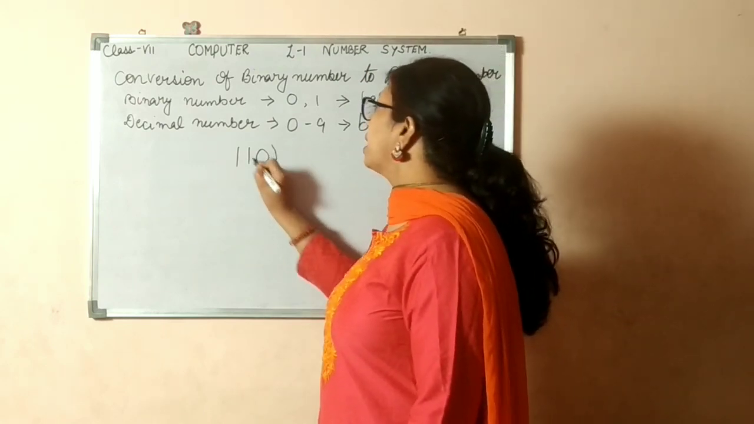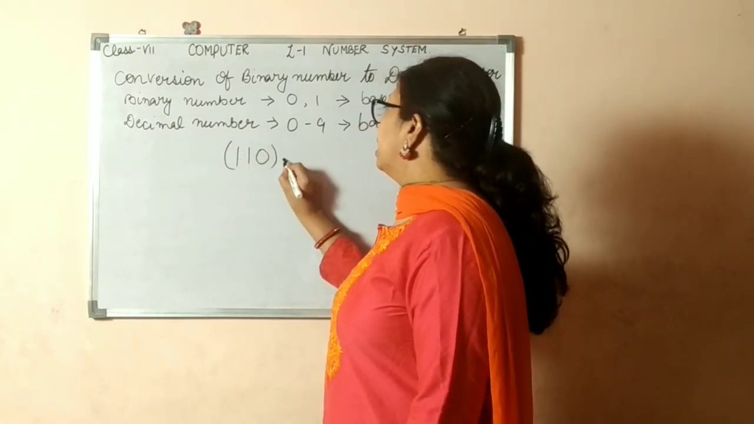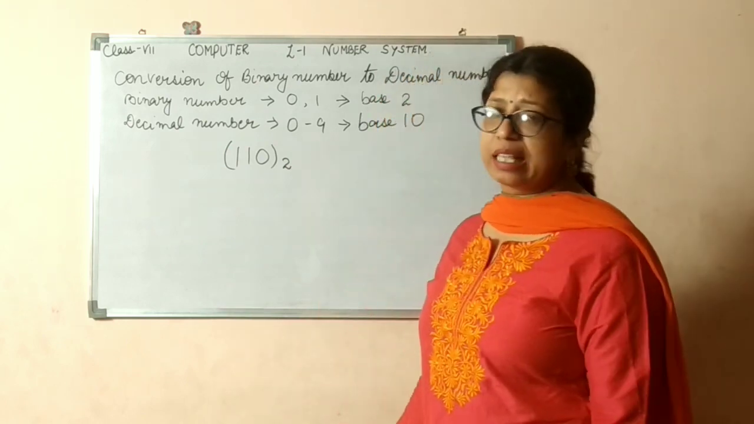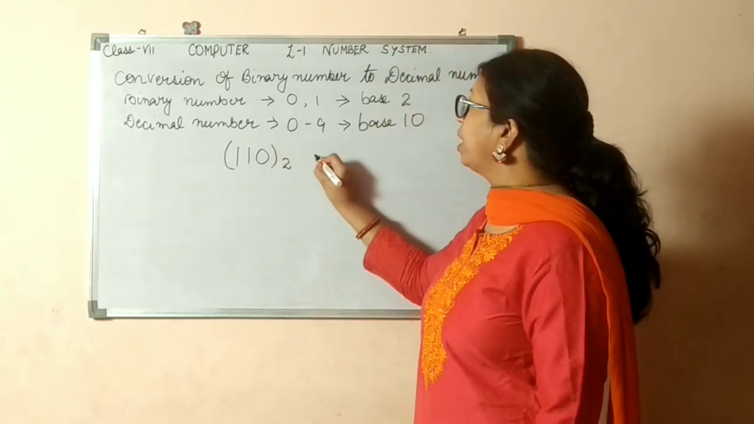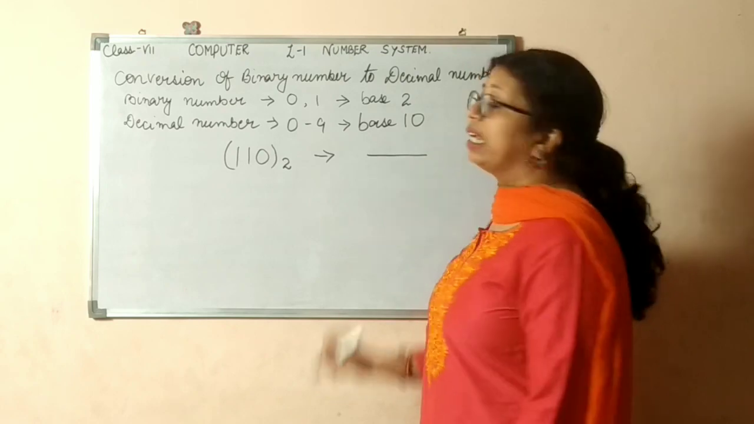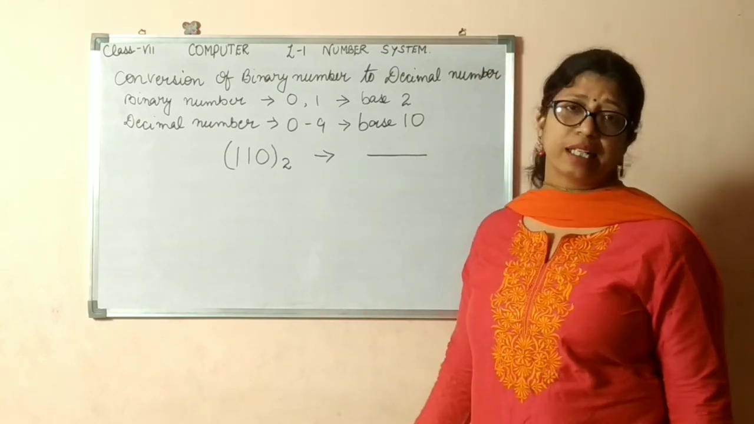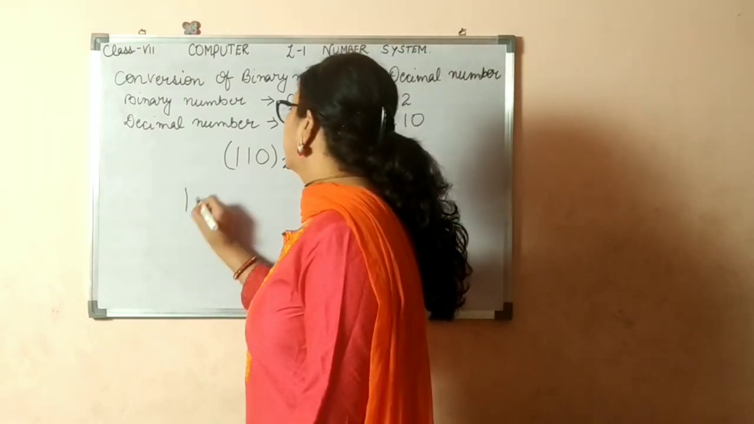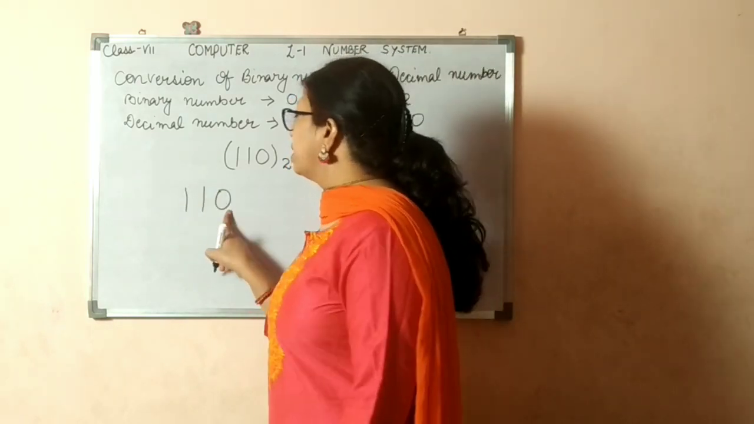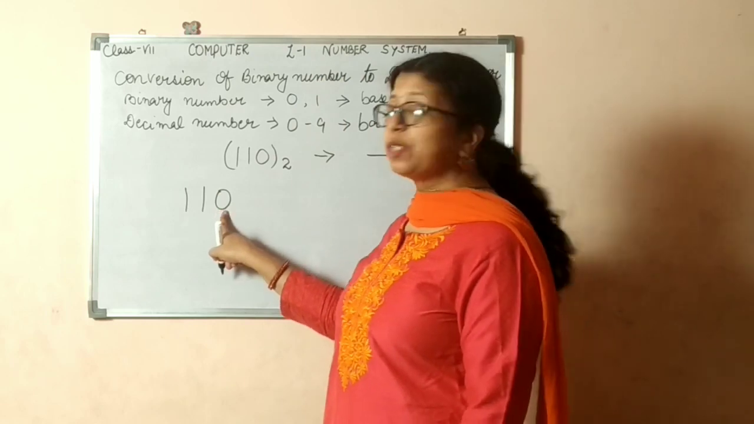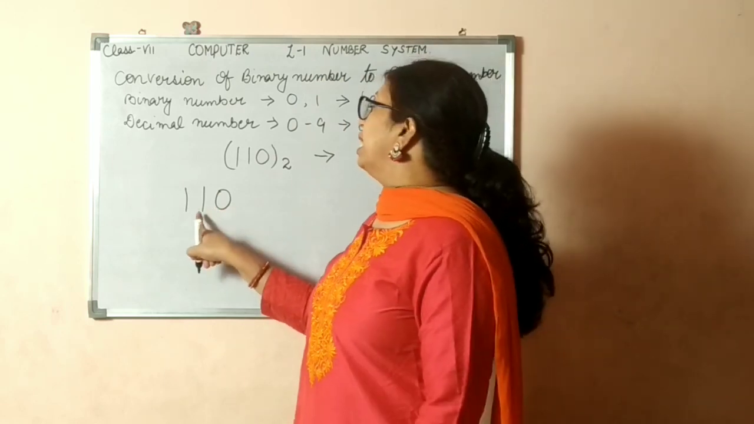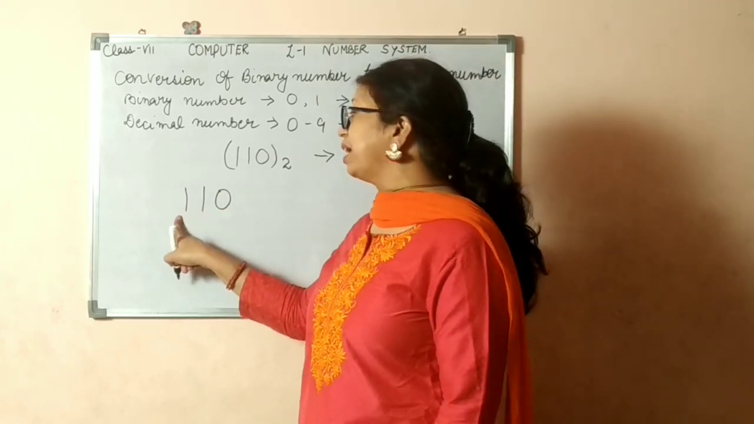When a binary number is given to us, the base is always given like this, as the base is 2. So this is the way to write it down, and when I find the result as a decimal number, I will write the result here. Let's start. So this is the unit place. The ones place is called the unit place. This is tens place and this is hundred place.